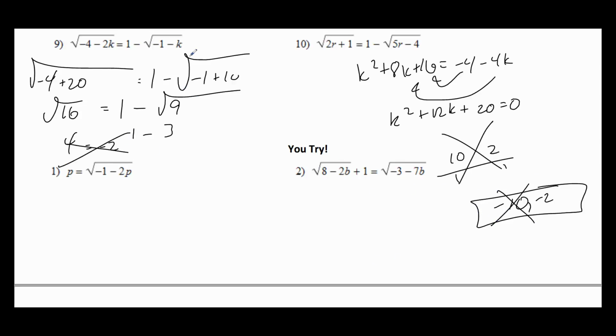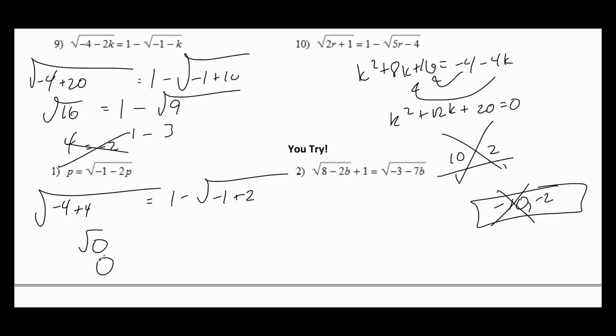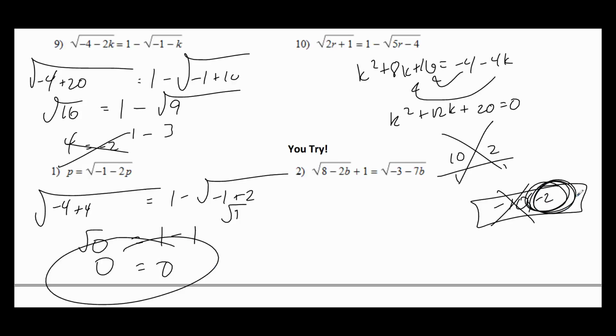Let's try the negative 2, see if that'll work. I don't know, let's find out. Square root of negative 4 minus 2 times a negative 2, which is really a plus 4, equals 1 minus the square root of negative 1, and then it's really plus 2, because a negative and a negative make a positive. So this is 0. The square root of 0 is 0, equals 1 minus the square root of negative 1 plus 2, which is 1. The square root of 1 is 1, which makes 0. Those work. So the negative 2 is the only one.